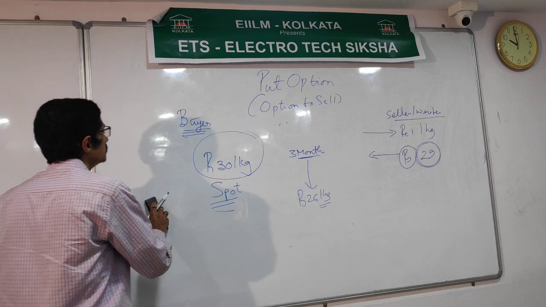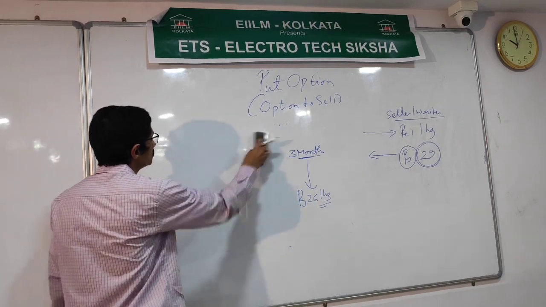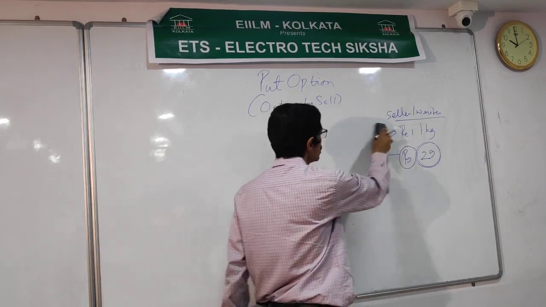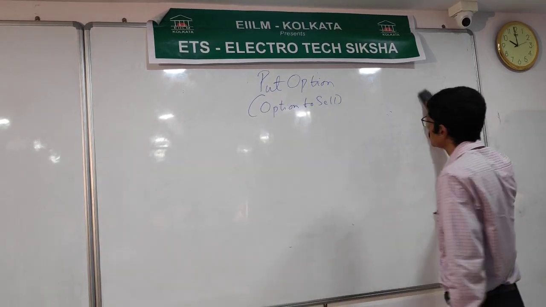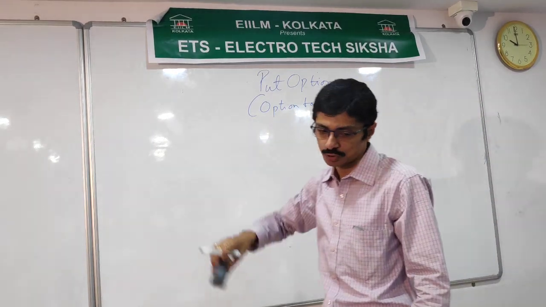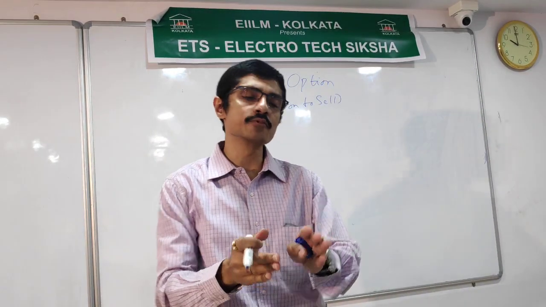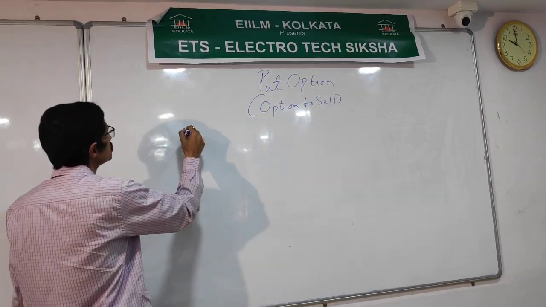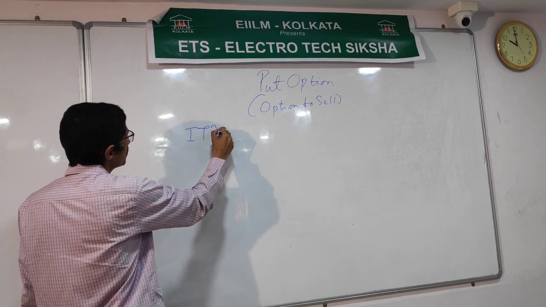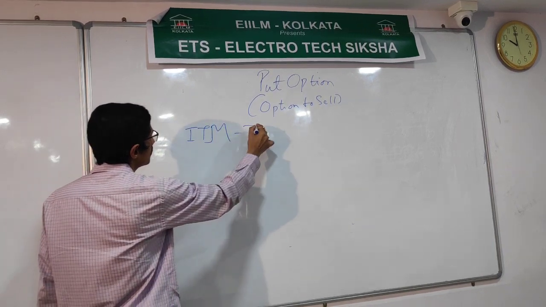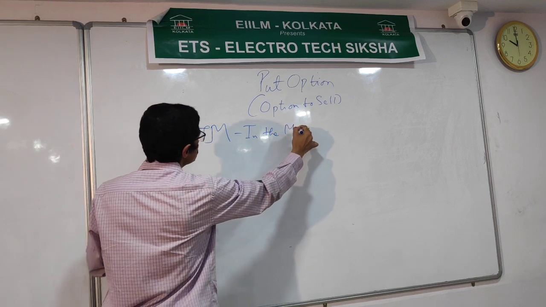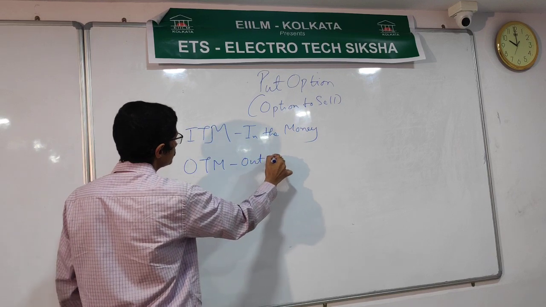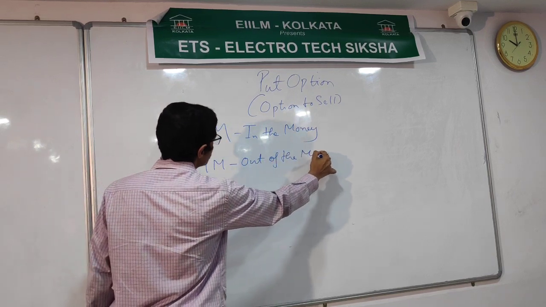Just like the call option, here also in the put option, we have to know certain terminologies. These terminologies are like in the money option, out of the money option, and at the money option. These are just opposite of what we have discussed in the case of the call option. So here also there will be in the money option, ITM, out of the money option, OTM, and at the money option, ATM.